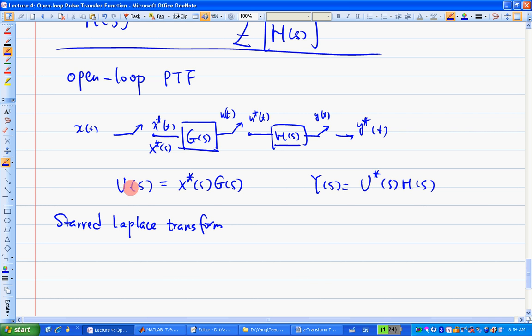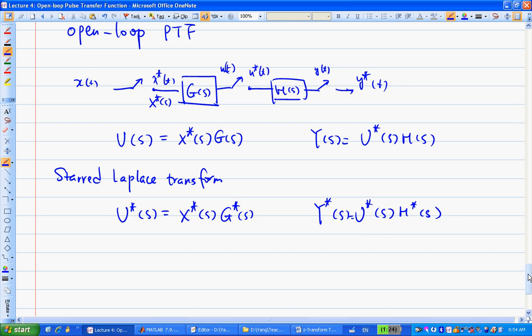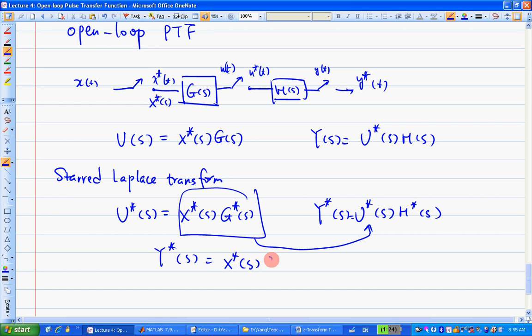So you take the star Laplace transform of both sides here. That gives us u star equal to x star and g star, and here we get y star, u star, h star. So plugging this one over here, y star will equal x star of s, g star of s, and then h star of s.